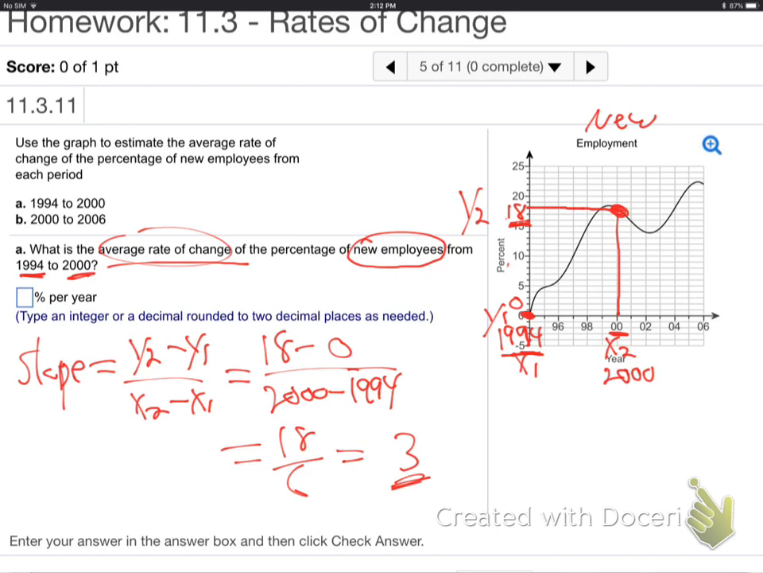That make sense? I like that they give real life things. That always helps with math and science, when you get something that's not just numbers and x's. Here's something real: percentage of employees. From 1994 to 2000, a 6-year period, the percentage that were new went from 0% up to 18%. So that means it went up on average by 3% per year. Now, it didn't exactly do that. Sometimes it went up real fast and then slow, but on average, during those years, the percentage of new employees was rising 3% per year.